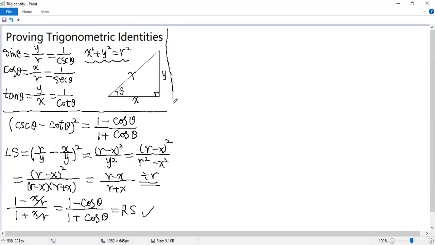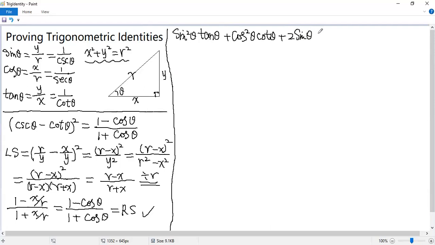Now let's look at the other example. Sin squared theta times tan theta plus cosine squared theta times cotan theta plus 2 sin theta cosine theta. The right side, tan theta plus cotan theta. Let's start from the left side.